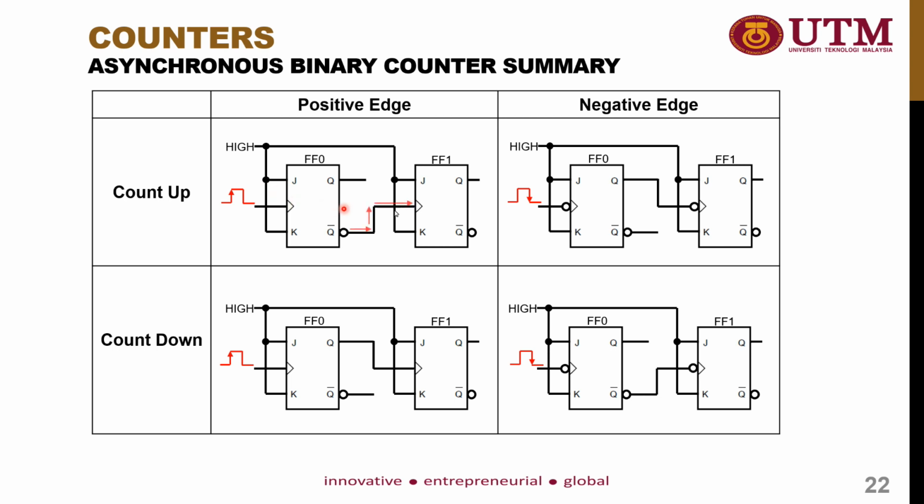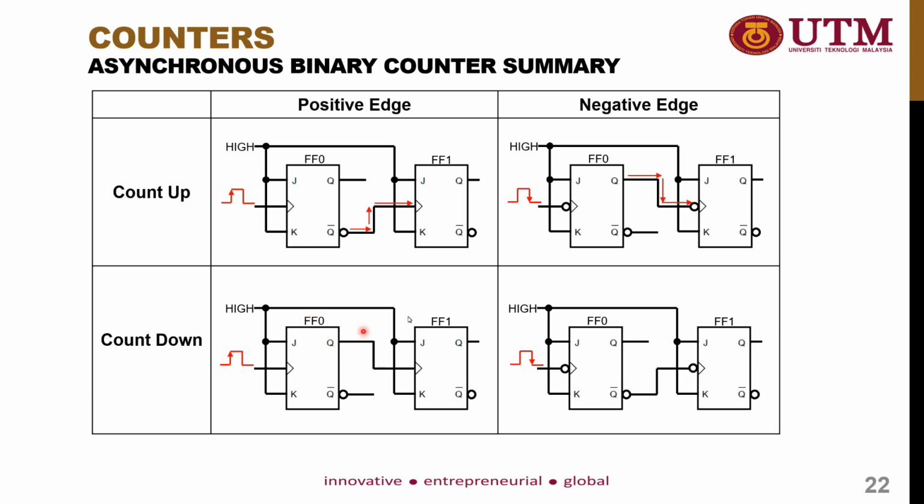But if you have the negative edge triggered flip-flop, where you have a bubble at the clock input, and you want your counter to count up, you must connect the input clock of flip-flop 1 to the output Q of flip-flop 0. And if you have the positive edge flip-flop and you want it to count down, you must connect the input clock of flip-flop 1 to the output Q of flip-flop 0.